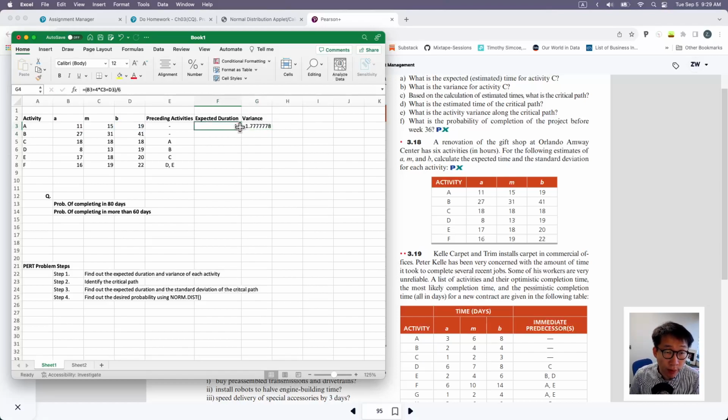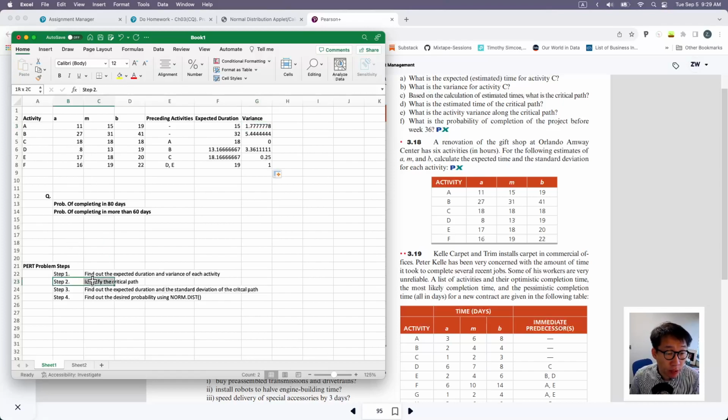Now we have the expected duration and the variance for the first activity, and you just need to drag it to fill the rest of the areas. So now we have the expected duration and the variance for each activity in your table.